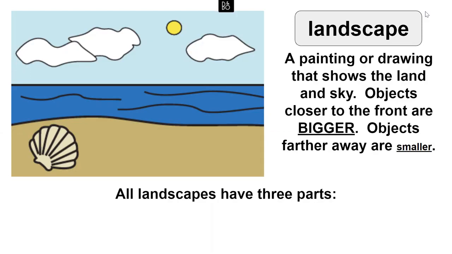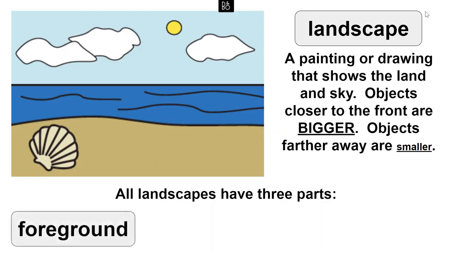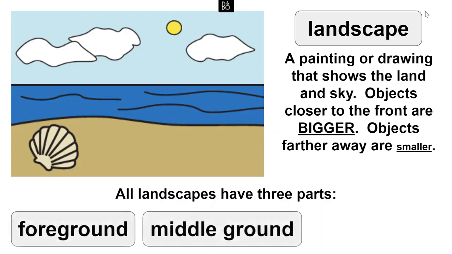So if I look at this landscape drawing, I see that the seashell is big because it's closer to me, and the sun is tiny because it's far away. All landscapes have three parts: a foreground, a middle ground, and a background.